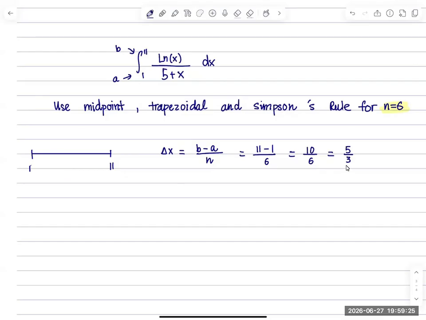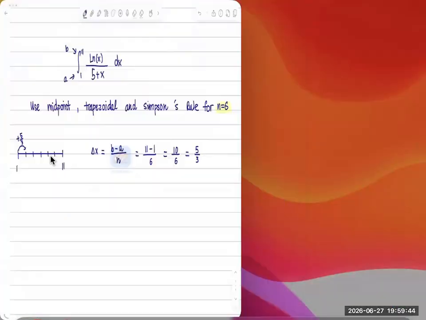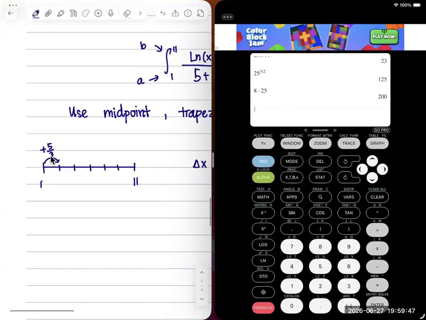So my increment for each sub-interval will be 5 over 3. So it means I'm going to have 1, 2, 3, 4, 5, 6 sub-intervals, and each increment, the delta x, will be 5 over 3. So I'm going to take 1 plus 5 over 3. Let's go ahead and add that: 1 plus 5 over 3, which is 8 over 3. And then I'm going to keep adding 5 over 3 to my fraction.